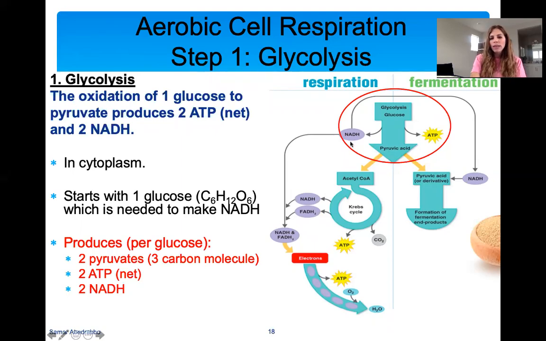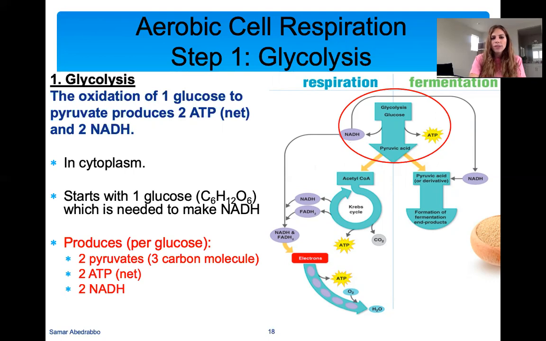Now, from now on, whenever I say NADH or FADH2, I want you to know that they all go to the electron transport chain. We'll talk about that later, but so far we've produced 2 ATP. So glycolysis always produces 2 ATP. Now, in the beginning, I told you that aerobic cell respiration produces 38 ATP total. So we still have a lot more ATP to create.